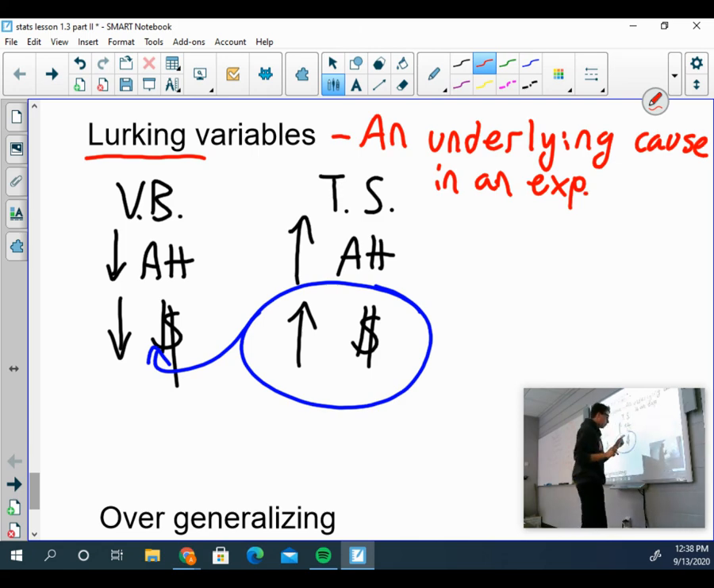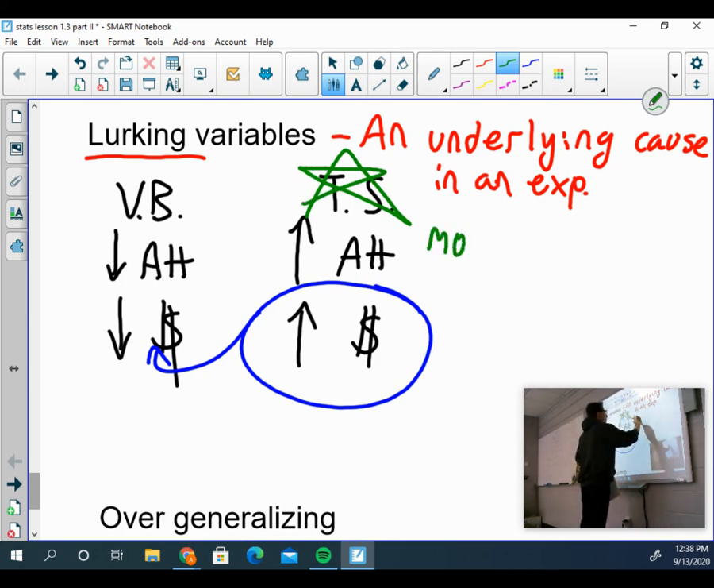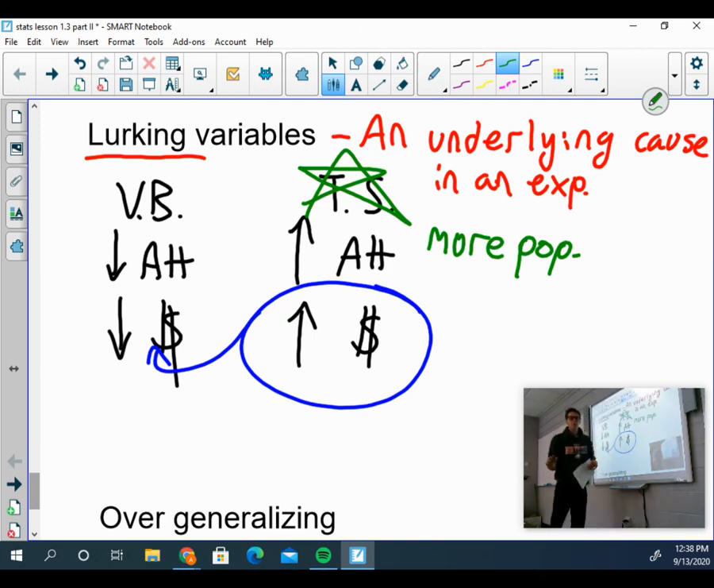An underlying cause in an experiment. In this case, what's the difference between Taylor Swift and Van Buren football? Well, sorry, football team, but Taylor Swift is a superstar. She's more popular, right? And even though Van Buren football might be popular in Van Buren, Ohio, in the grand scheme of the world, Van Buren football is less popular. In this case, popularity is the lurking variable.